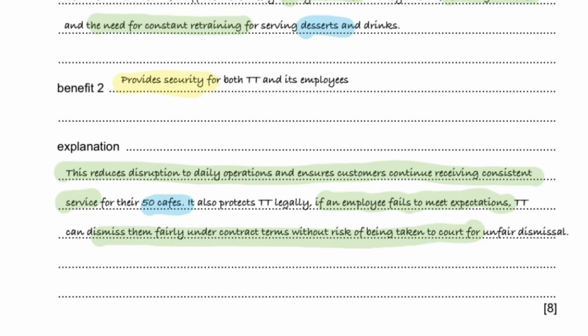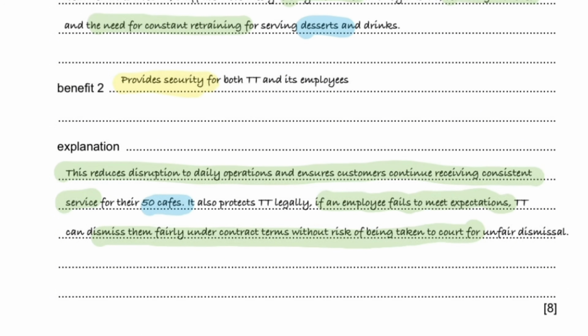The second benefit is that it provides security for both TT and its employees, as this will reduce disruption to daily operations and ensure customers will continue receiving constant service in their 50 cafes. And if an employee fails to meet expectations, TT is able to dismiss them fairly under contract terms without the risk of being taken to court.